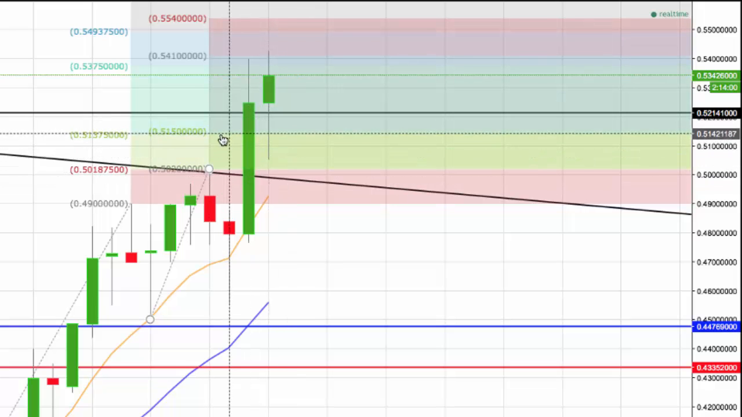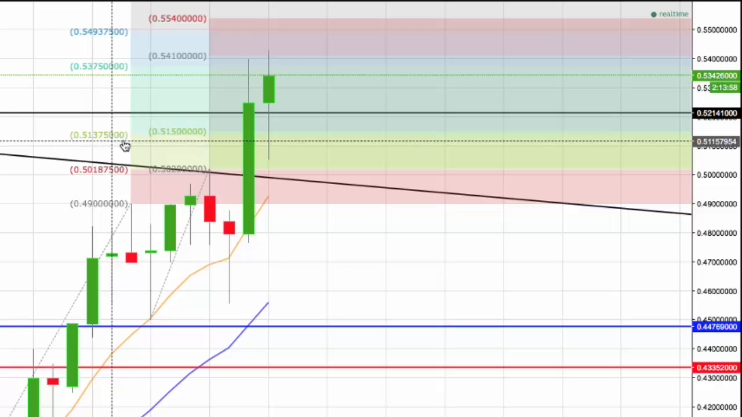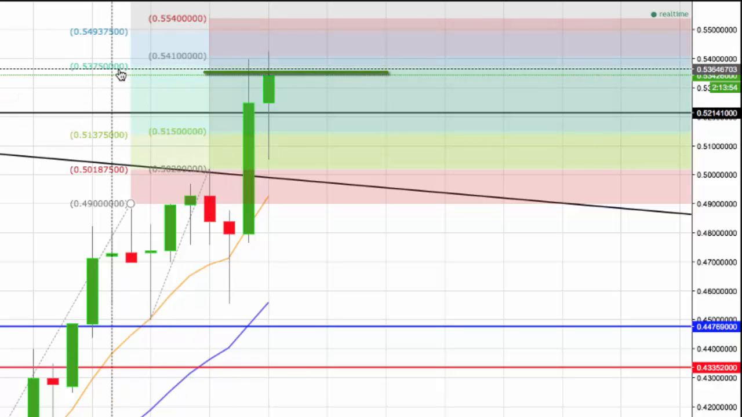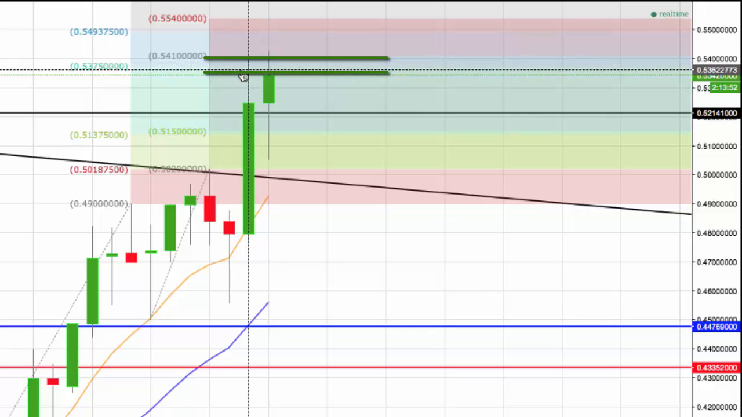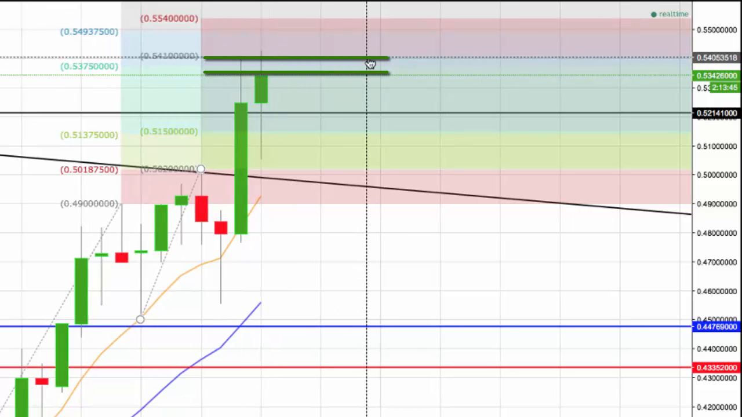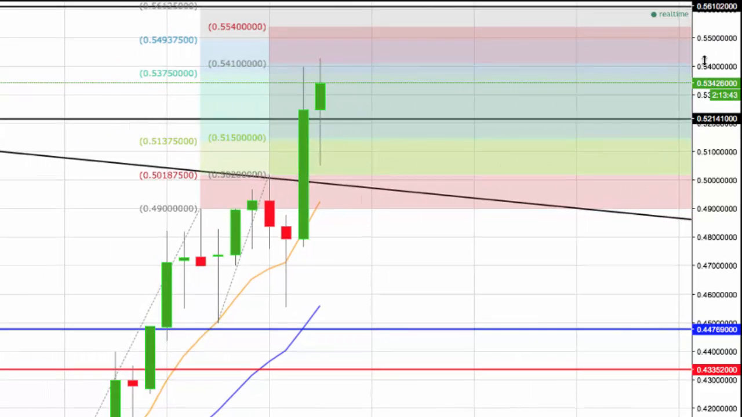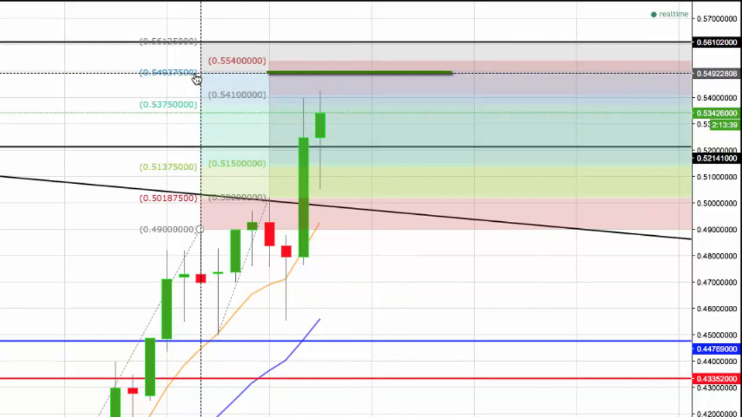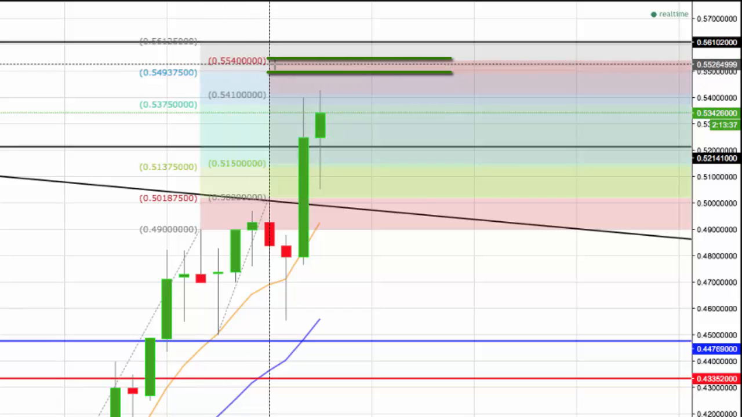We got the cluster right in here, 51.37 to 51.50. Then we have another little cluster, 53.75 to 54.10. And look, right to the high, it drops off. Where are we watching for the next key levels? Well, here they are. On a continued push higher, we're looking for 54.93 to 55.40.